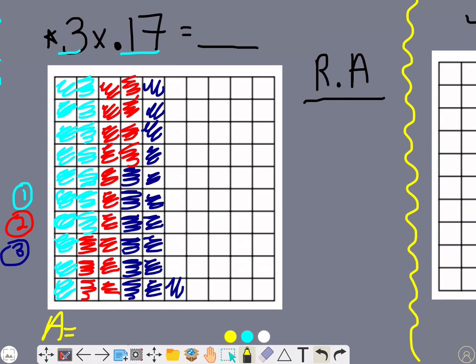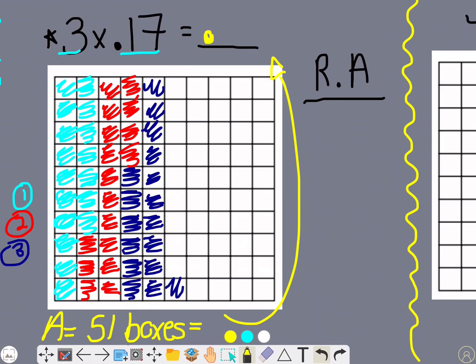I would count up all the boxes, and you can see that I have 51 boxes in total, and those 51 boxes represent hundredths. So I have 51 hundredths. 3 groups of 17 hundredths is 51 hundredths.